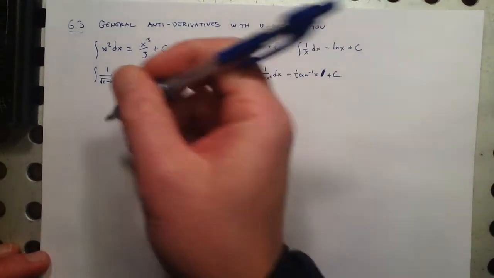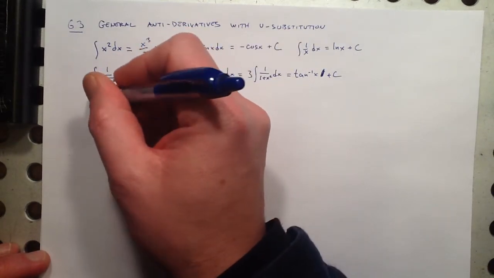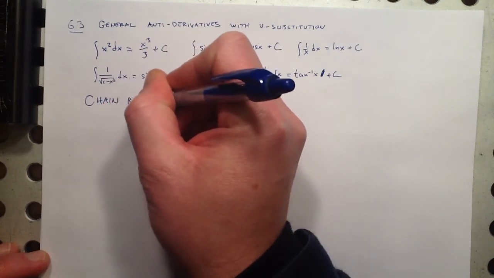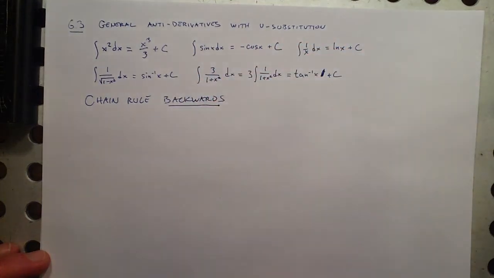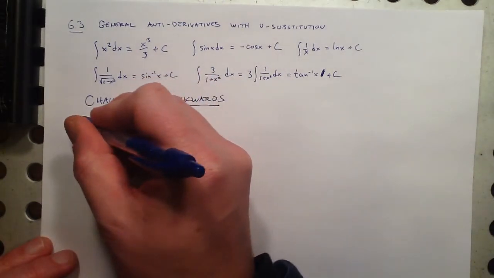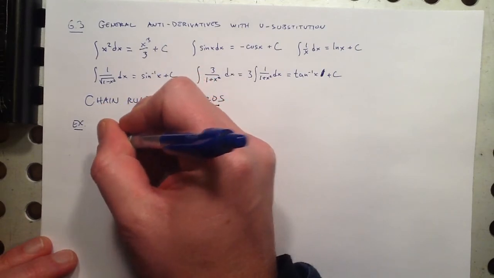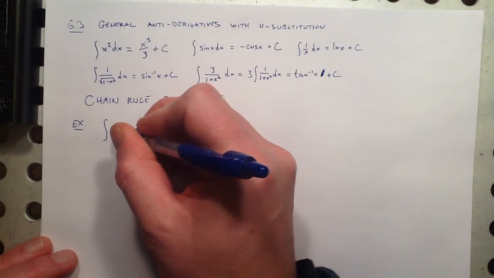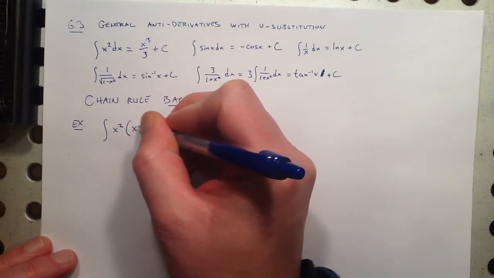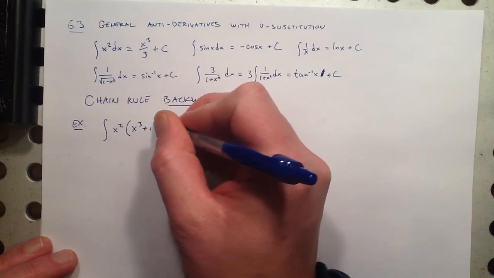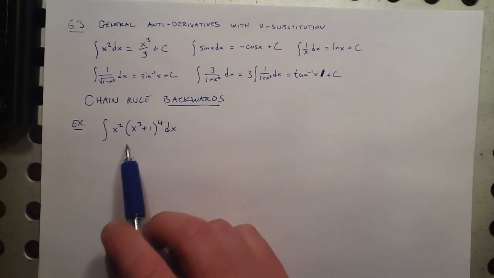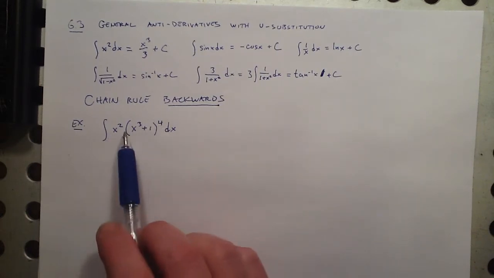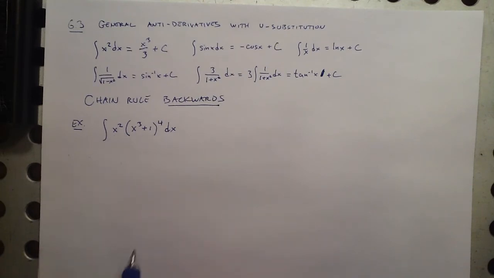So U substitution, what this is basically going to allow us to do is to run the chain rule backwards. I think the best way for me to explain that is to do it with an example. So let's say we wanted to find the antiderivative of this function. Here's an example where you could FOIL this out 4 times and then distribute the x squared through, and you could do it that way. But maybe there's a better way to do this.